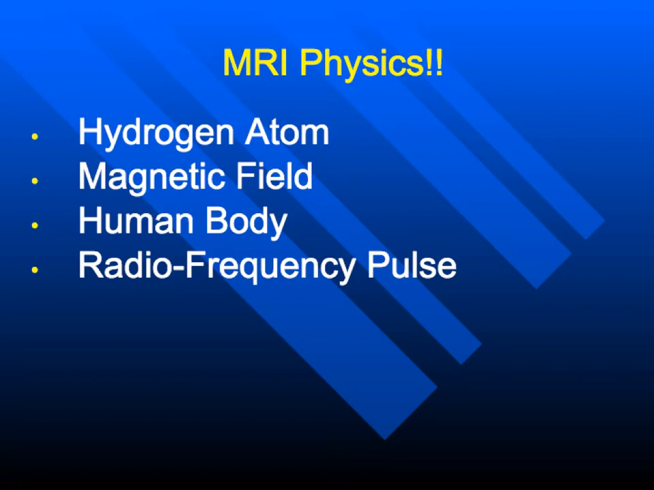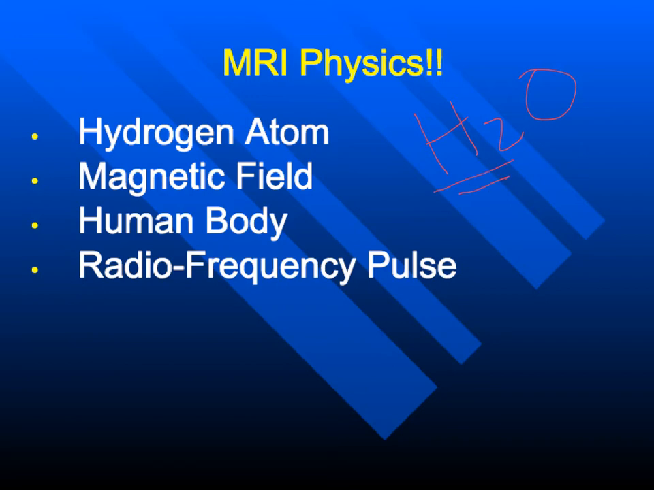So the basics of MRI is really about the hydrogen atom. Your body and my body is made of almost 70% water molecules. And water molecule is what? H2O, right? So what's the most abundant atom in your body?